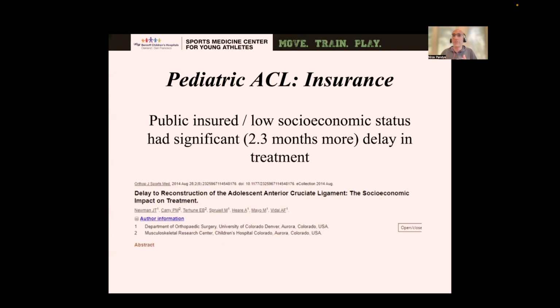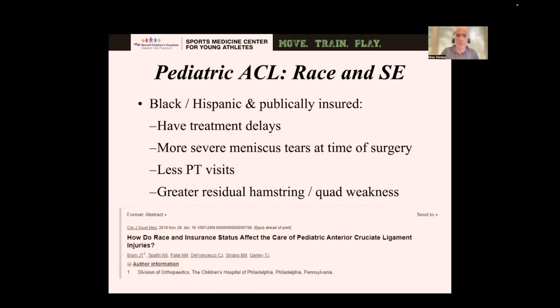And many of us take care of ACL patients. You can understand that 2 to 3 months of a delay in treatment can lead to more meniscus injuries, leads to more dysfunction, they get quadriceps atrophy, and their overall ability to recover from the surgery goes significantly down.